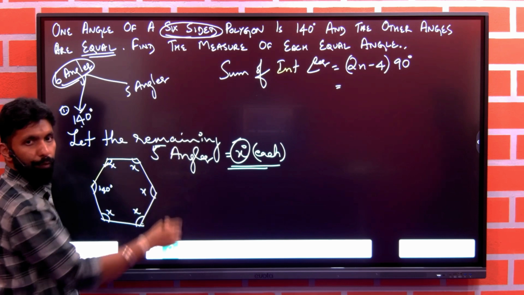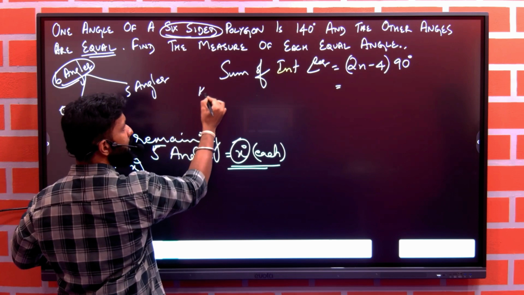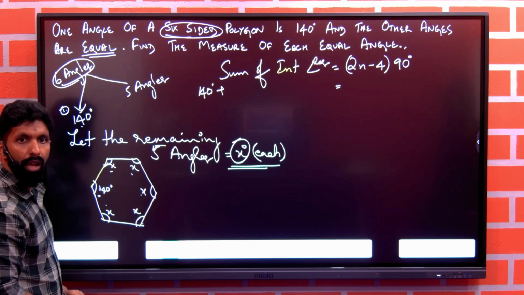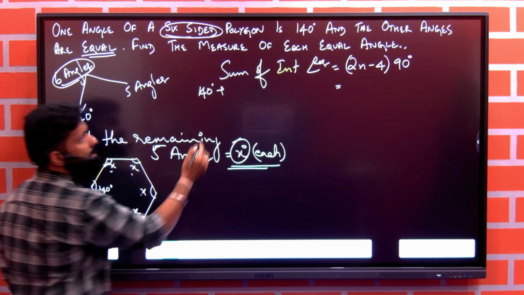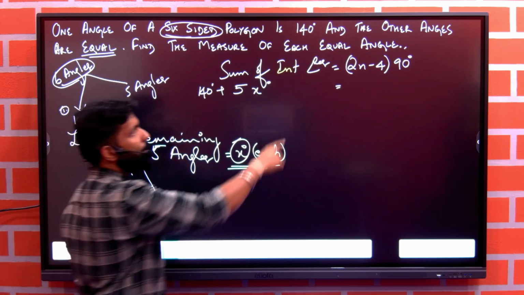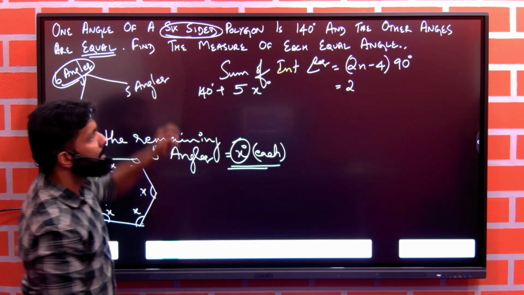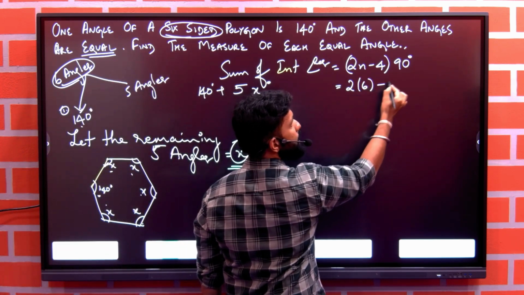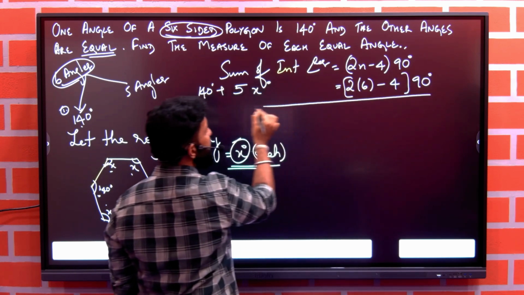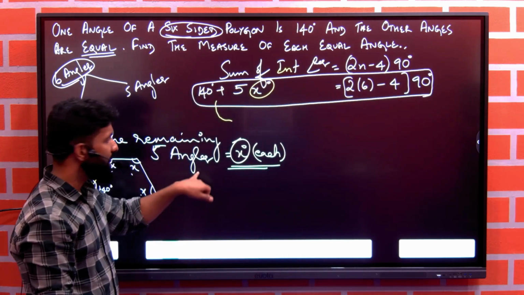So without using the formula, how do I fill the left hand side? I am going to say 140 plus 5 times x. I hope you agreed. So 140 plus 5x is on my left hand side. And on my right hand side, it's a 6-sided figure, so n becomes 6, (2 times 6 minus 4) multiplied by 90. If you check this entire equation, the only unknown here is x, and that's what they're asking us to find.